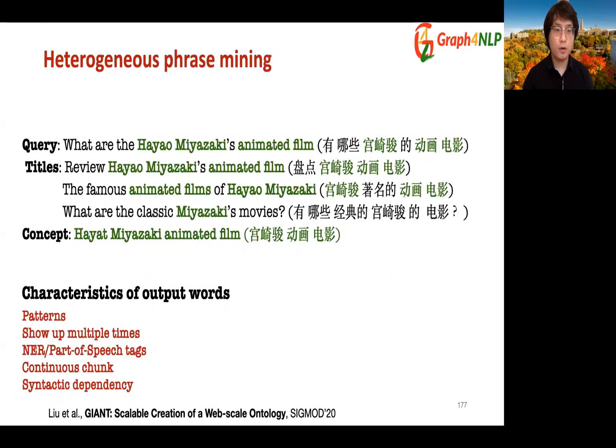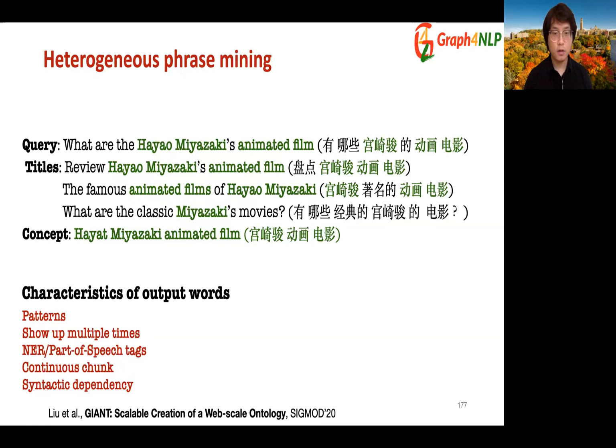So the key research problem here is how we can perform heterogeneous phrase mining. Basically, we have inputs. The input contains multiple queries or multiple titles of documents, and we want to extract a phrase. For example, in this case, the output phrase is a concept. We have one query and three titles, and the red text, the Hayao Miyazaki animated film, is the concept we want to extract. If you analyze the inputs, we will observe multiple characters.